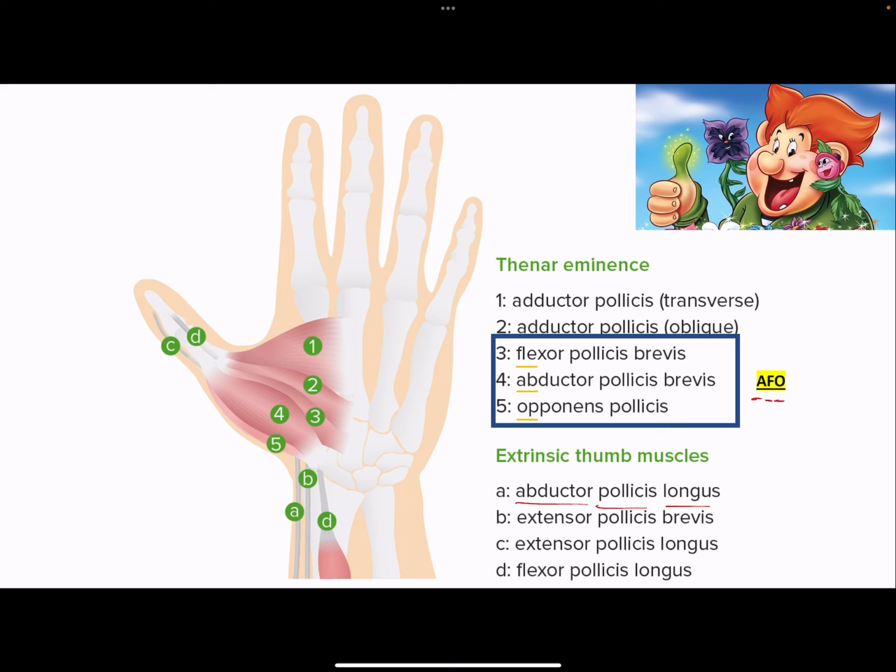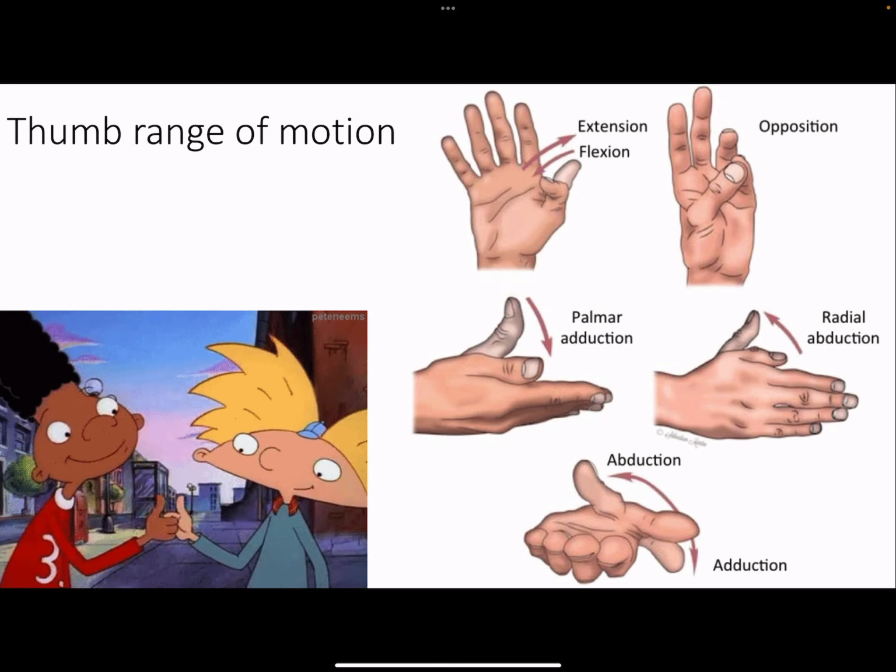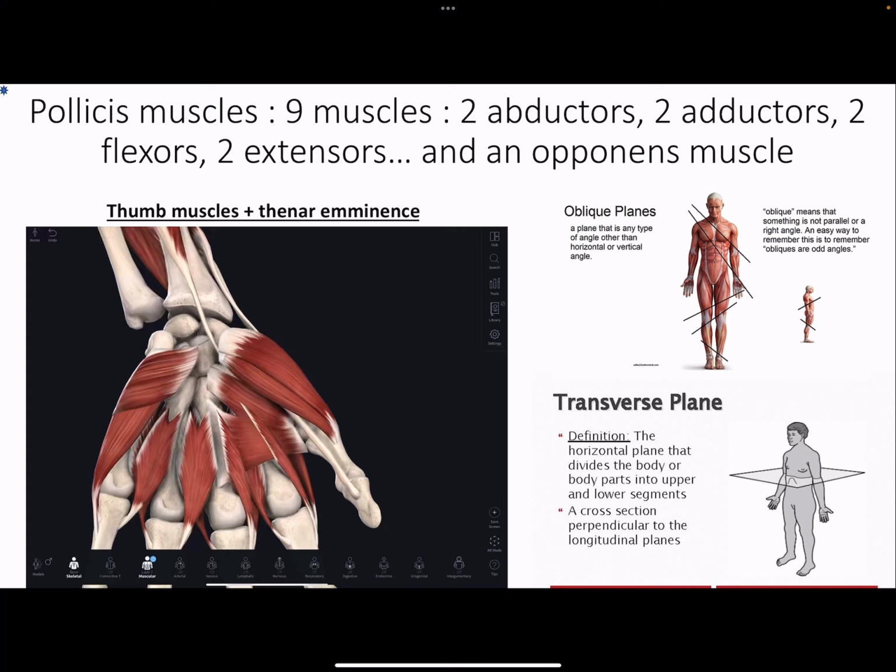Now, we also do have these adductors, and interestingly, these are going to pull the thumb in, and the interesting part is that they are innervated by the ulnar nerve, which is kind of weird but important. So flexion, extension for the thumb. Opposition really just means touching your thumb to your pinky. Then various forms of adduction, abduction, which you can just think about as normal abduction, adduction. 9 muscle groups for the thumb: 2 abductors, 2 adductors, 2 flexors, 2 extensors, and an opponens muscle.